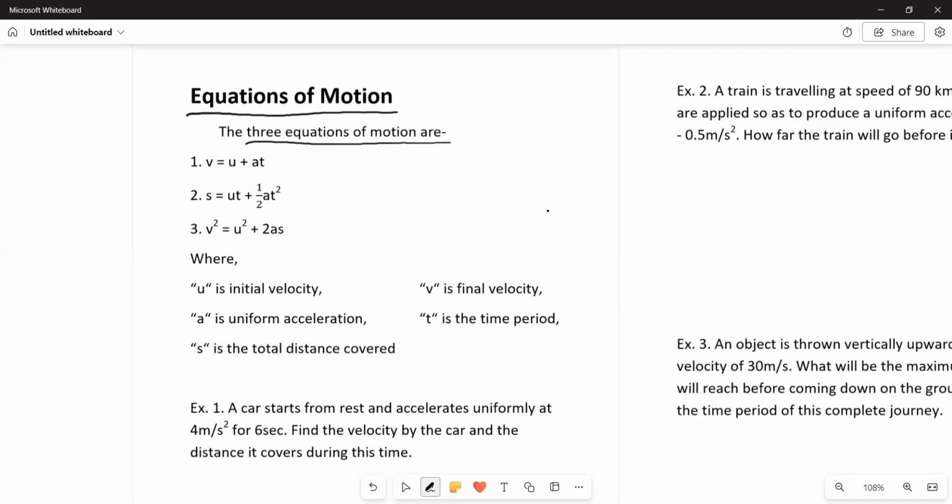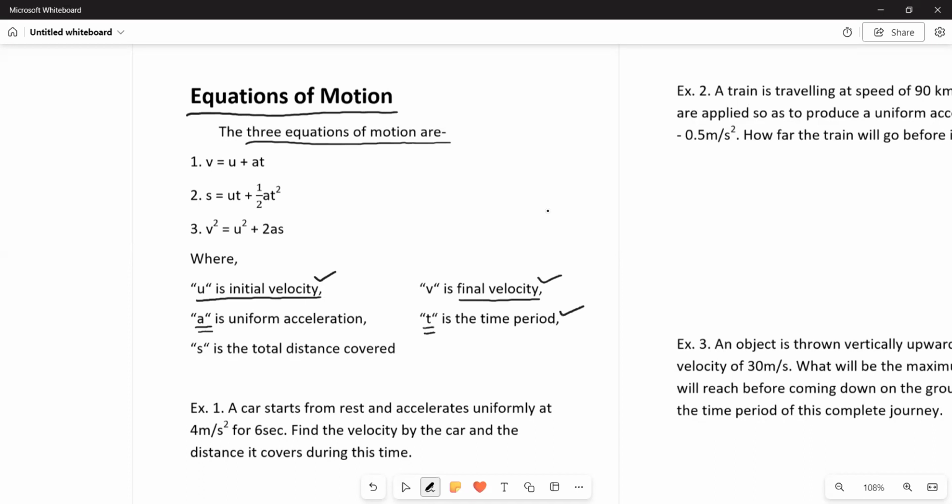The first one is V equals U plus AT, where V will be our final velocity, U will be our initial velocity, A will be our acceleration, and T will be our time period, right? In this case, our U and V we will always consider as positive, and we all know that T, the time period, will never be negative; it will also be positive.